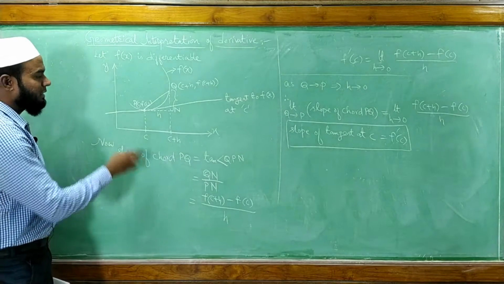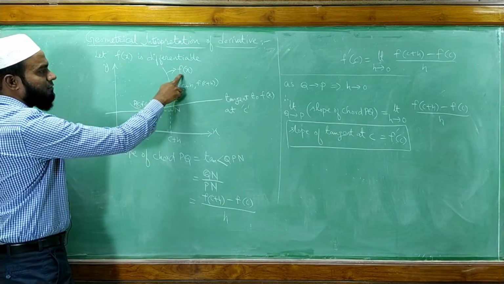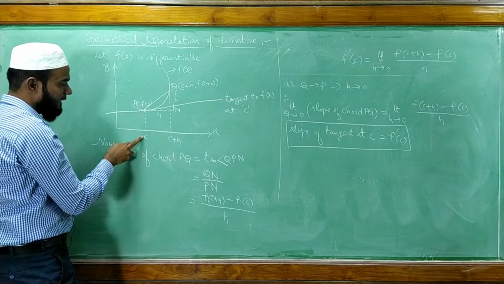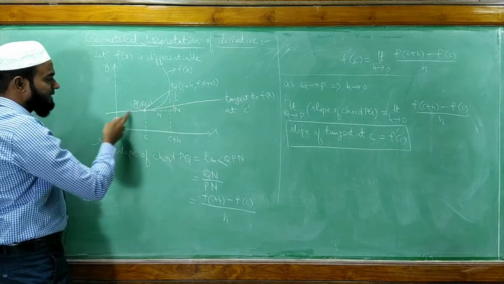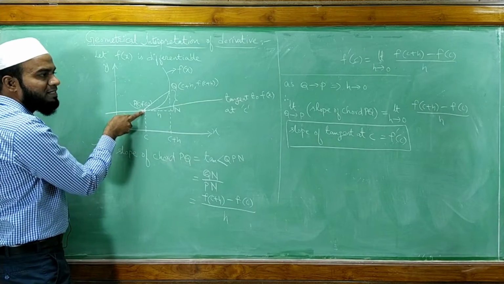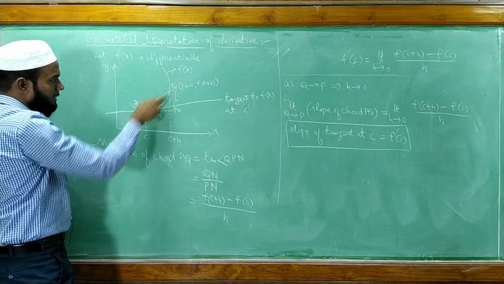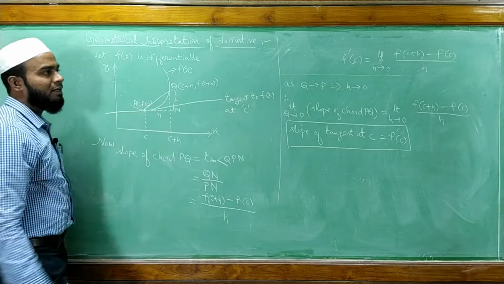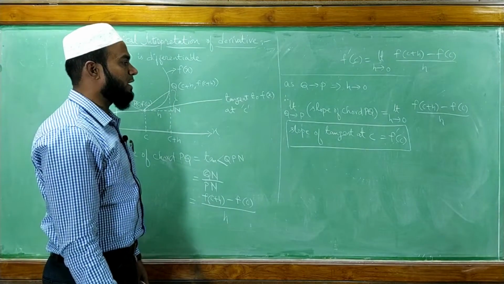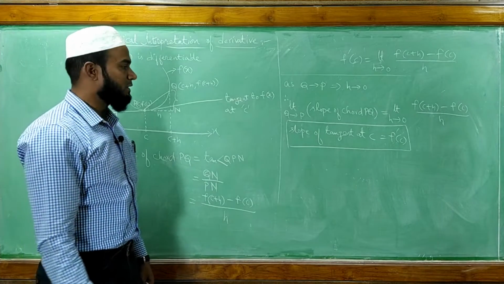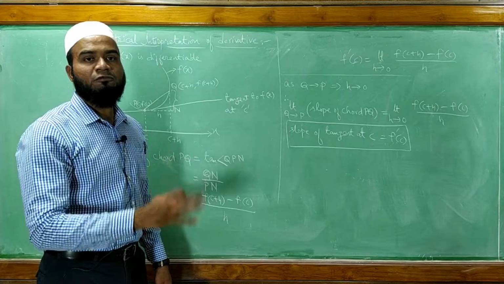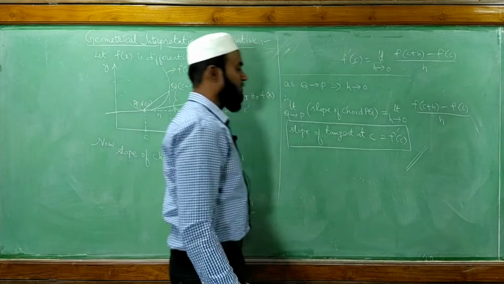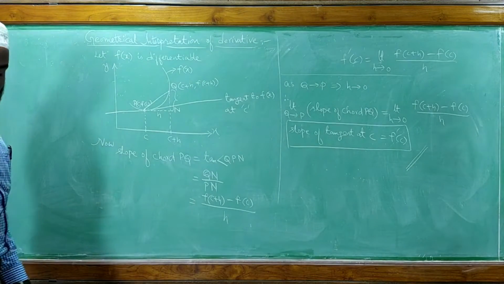Suppose this is the graph of the function given to me. Then the derivative of this function at this point c is nothing but the slope of the tangent drawn at the point c. At this point c, corresponding to c on the graph of the function, I am drawing a tangent. The slope of that tangent is nothing but the derivative of the function at that point c. Geometrically, the meaning of derivative is the slope of the tangent at the corresponding point where you are finding the derivative. So this is the geometrical meaning of derivative. Try to understand this, students.